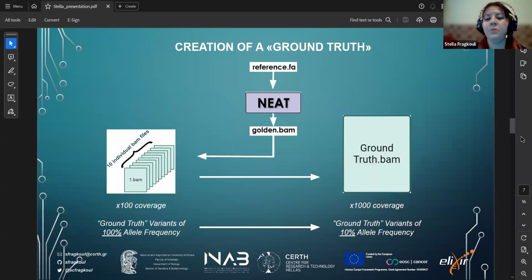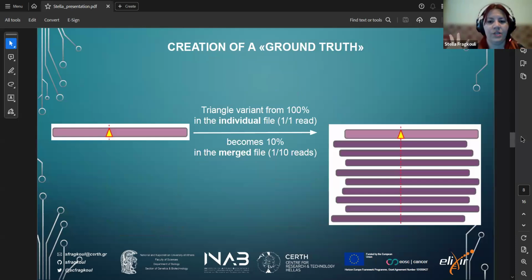So in principle, what we did was that we created 10 individual files, which we later merged into one final file. So we somehow, let's say, diluted the allele frequency. Here I have put a toy example that I hope will make sense.